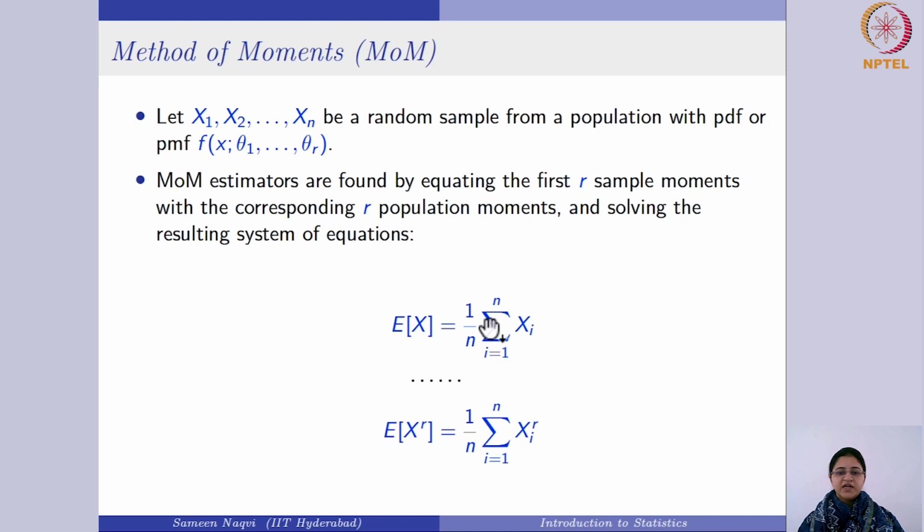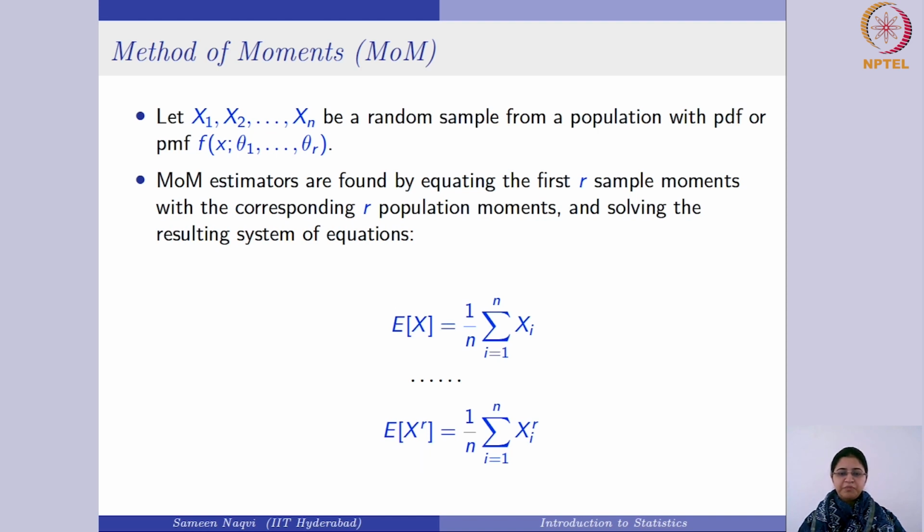Which means that the expectation of x, which we saw is the first population moment, is equated to 1 over n summation xi, the first sample moment. Likewise you keep going up to the rth one: expectation of x raised to the power r is equal to 1 over n summation xi raised to the power r. It is very simple to solve these equations. Also, you would see that we are considering here the moments about the origin, because x minus 0, so c over here is 0.